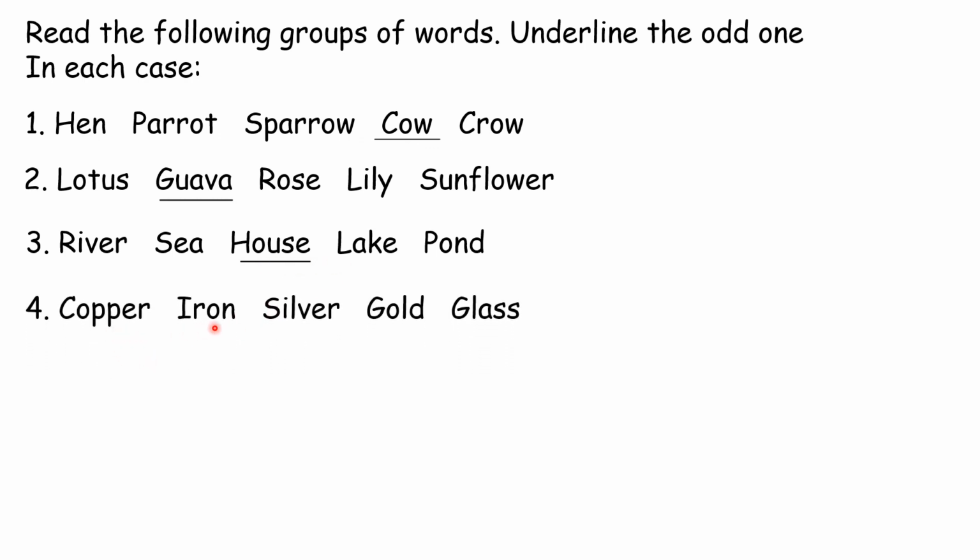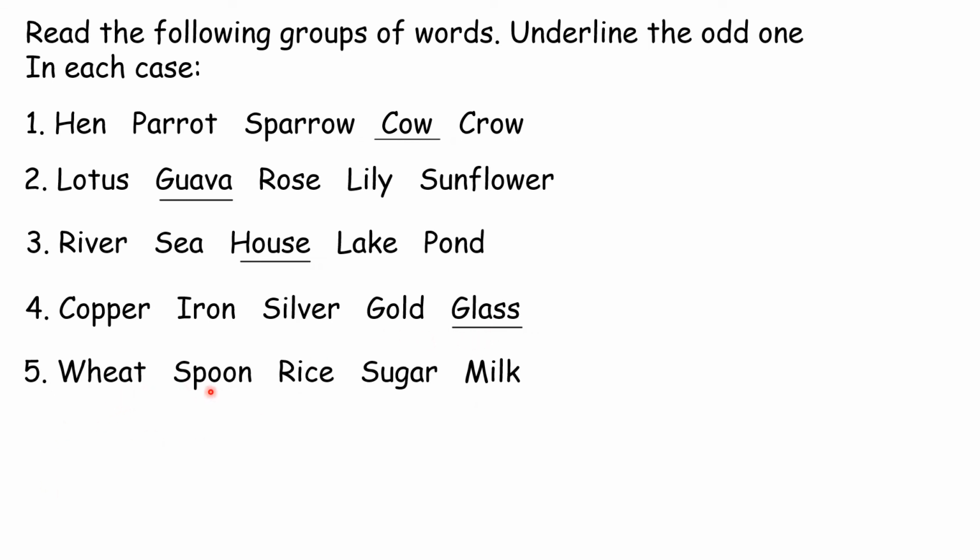Copper, iron, silver, gold, glass. Which is the odd one here? Glass. All these other words are metals. Glass is not a metal, and that is why glass is the odd one out.